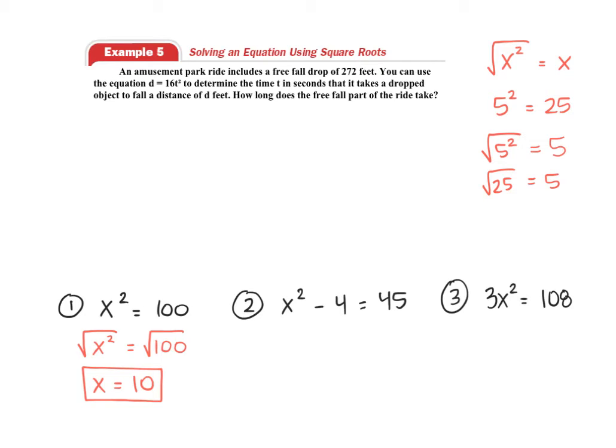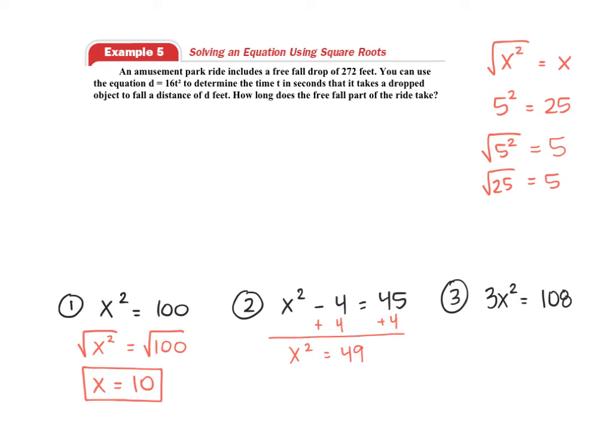This one got slightly more complicated, but we're really just applying what we already know about equations. Okay, so my goal is to get x by itself. So I've got to move things away from the x. So I have a minus 4, so the first thing I'm going to do is add 4. That gives me x squared equals 49, because again, I have to add 4 to both sides.